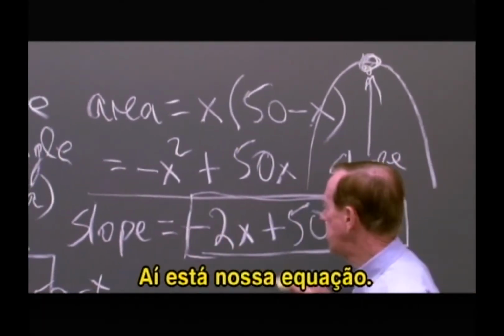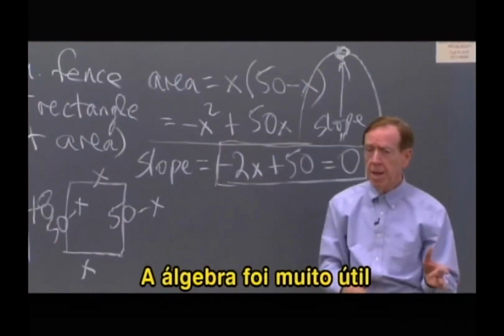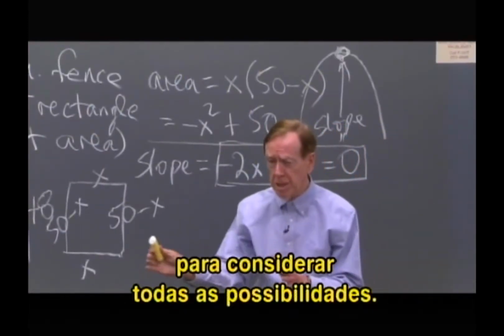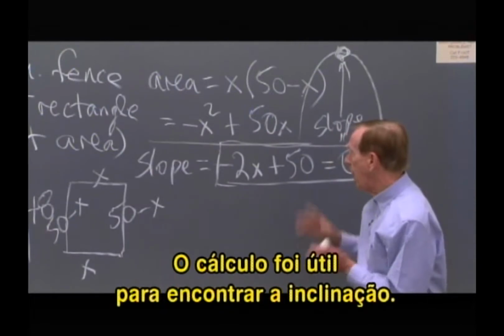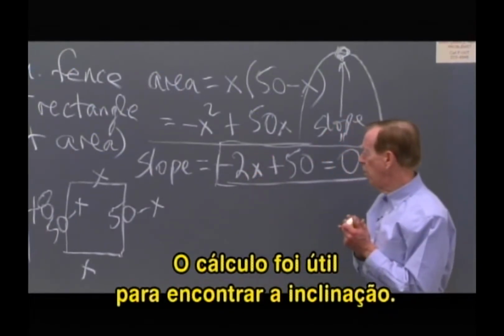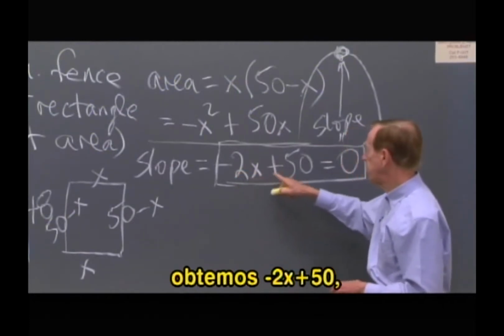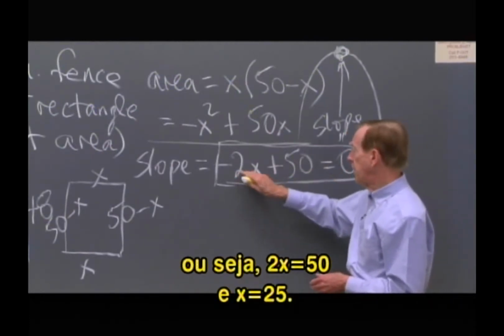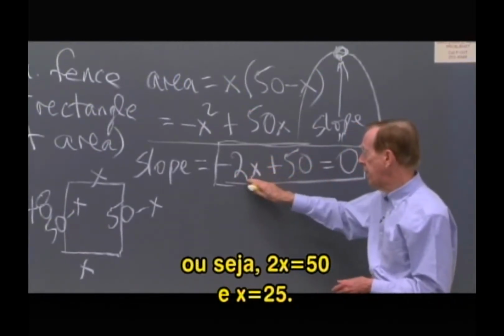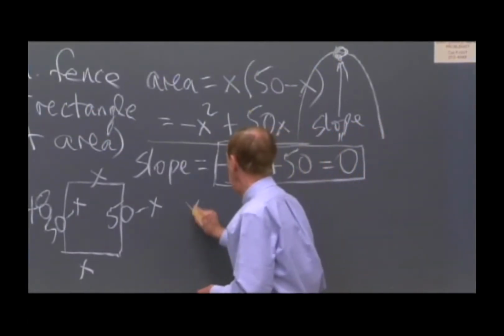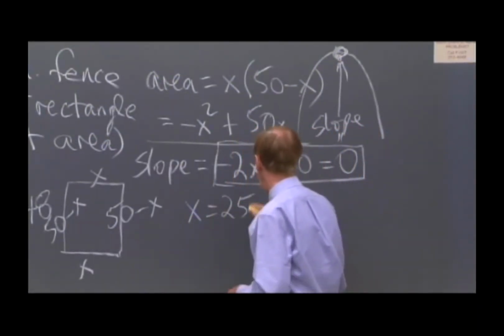So there's our equation for the best x. You see how algebra paid off because we considered all x's? Calculus paid off because we found the slope. We solve that equation. We get minus 2x plus 50. That means 2x will have to be 50. X will be 25 is best.